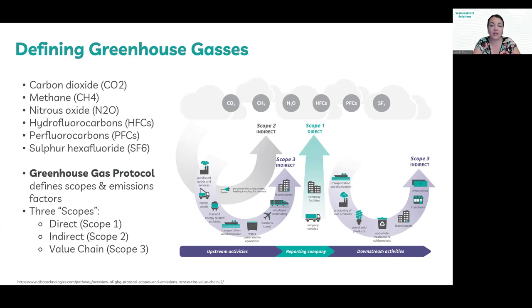Scope 2 emissions are called indirect emissions, and this is from imported energy sources such as electricity, or in Europe or other places, not so much in the US, they have district heating and cooling systems, and that's considered an imported energy source. Then we have scope 3.